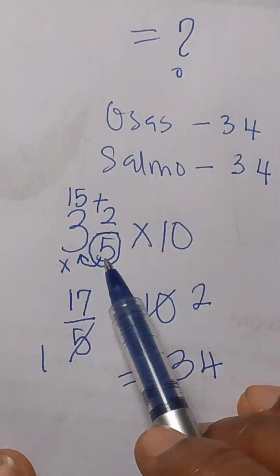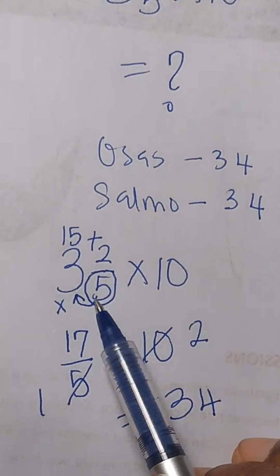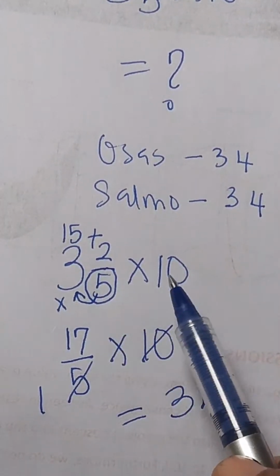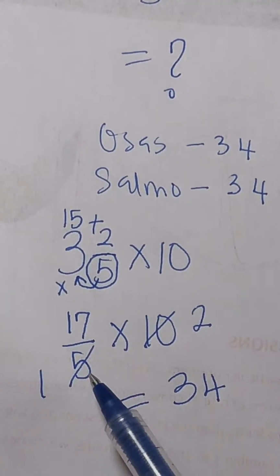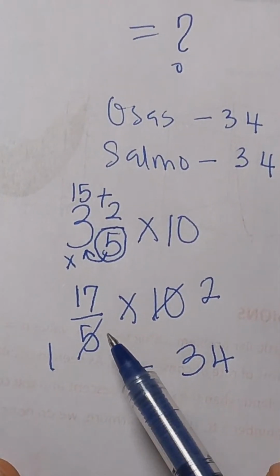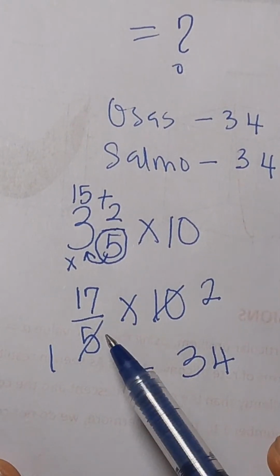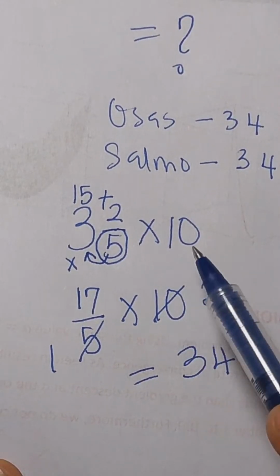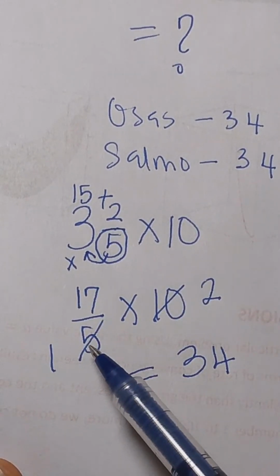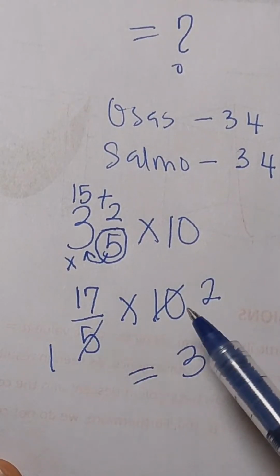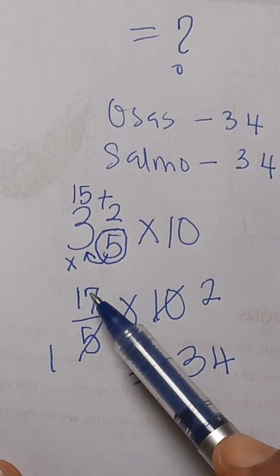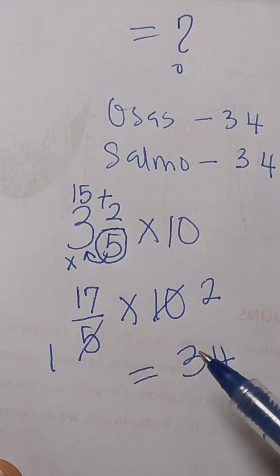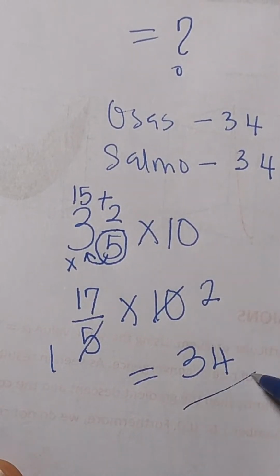First of all, we converted to improper fraction. After converting to improper fraction, we have 17 over 5. If you don't know how to convert to improper fraction, go to my short, you find it there. Multiply by 10, which was given. 5 cancelled, 5 divided by 5 gives us 1. 10 divided by 5 gives us 2. We now have 17 times 2, and that is 34. So the answer is 34.